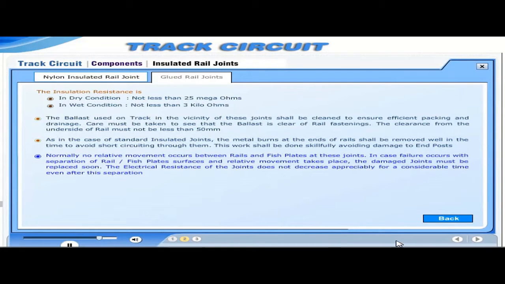Normally, no relative movement occurs between rails and fish plates at these joints. In case failure occurs with separation of rail or fish plate surfaces and relative movement takes place, the damaged joints must be replaced soon. The electrical resistance of the joints does not decrease appreciably for a considerable time even after this separation.